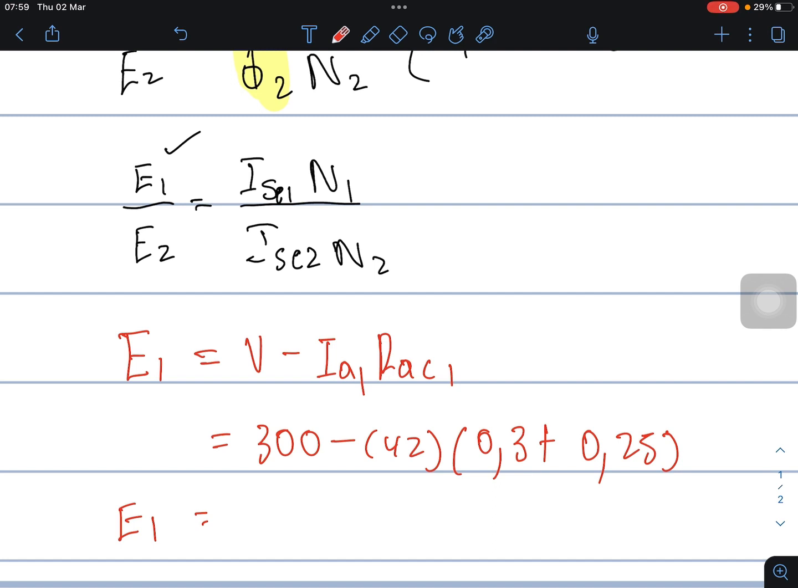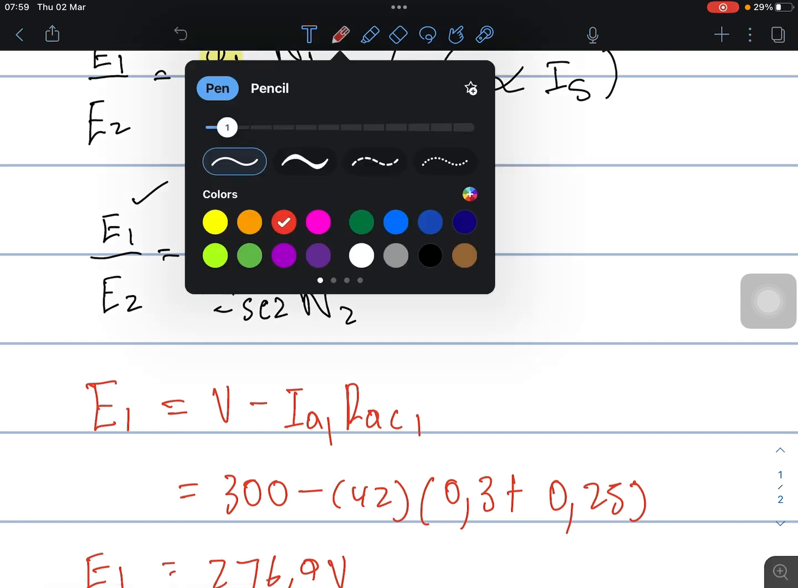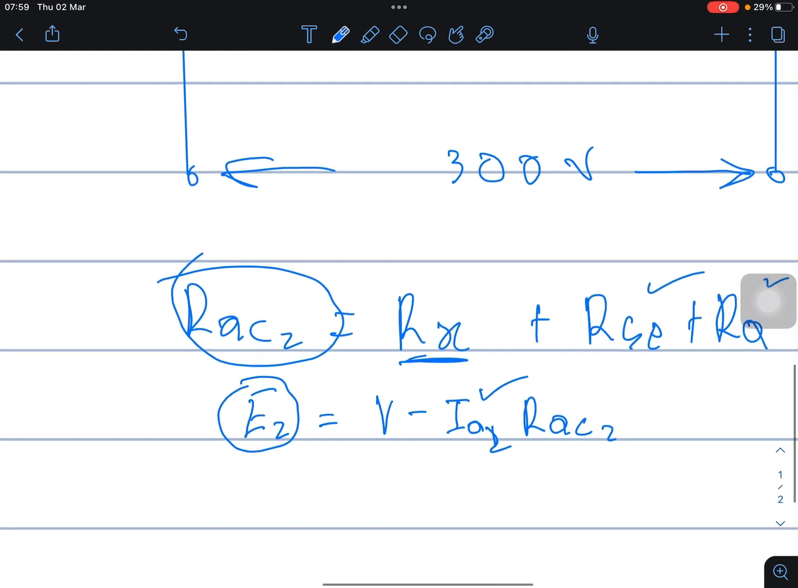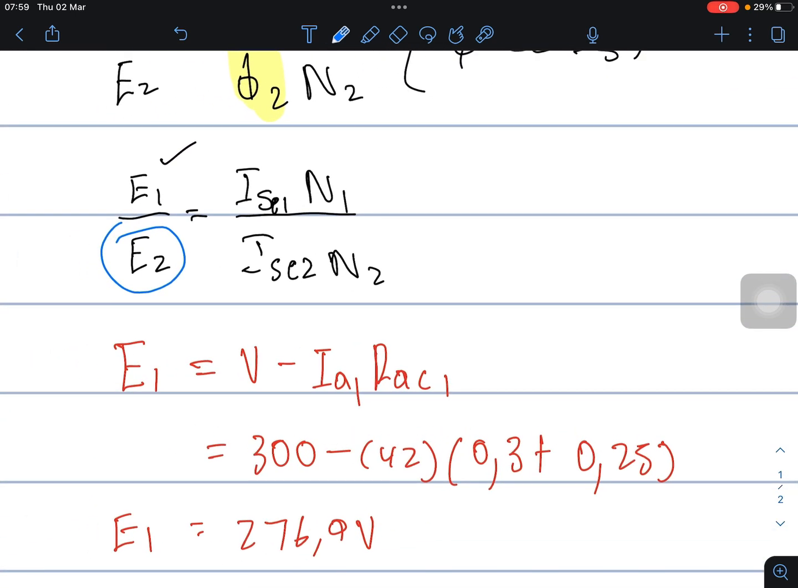300 minus (42)(0.3 + 0.25). So the voltage minus back EMF, first condition, is 276.9 volts. Okay. Now what do we want to calculate? We want to calculate E2, because it will help us find RAC2, so that we can calculate RX. Okay. Fine.